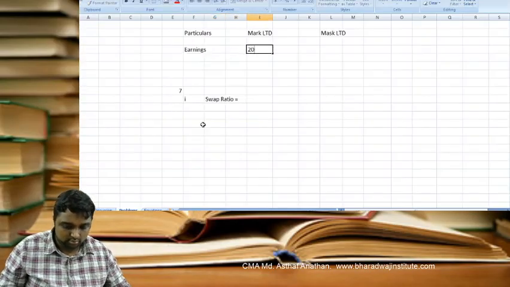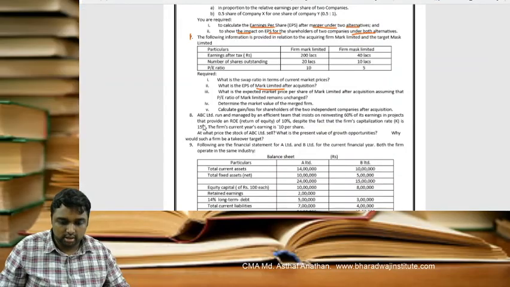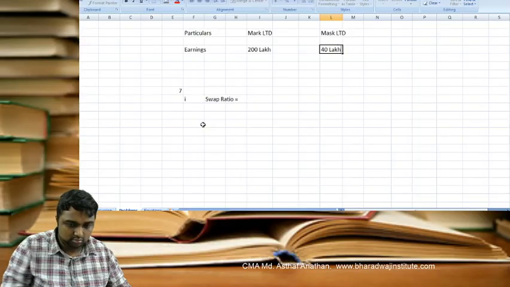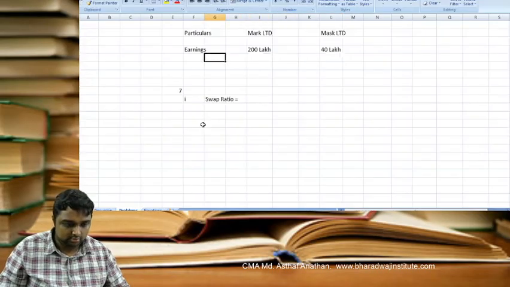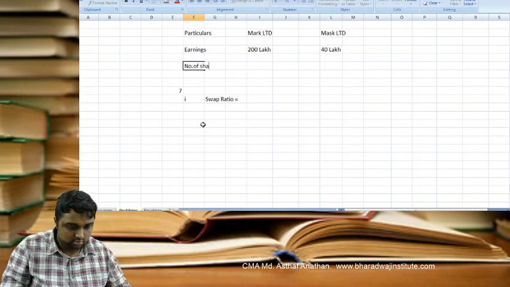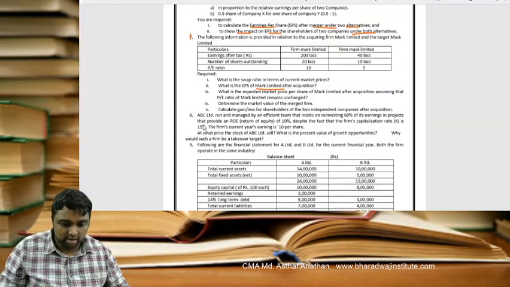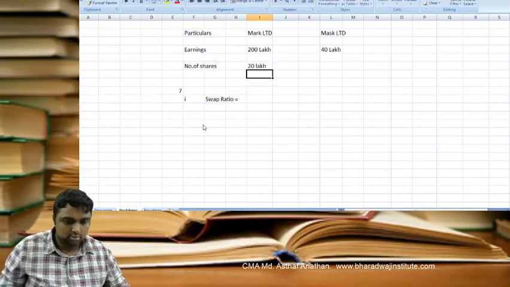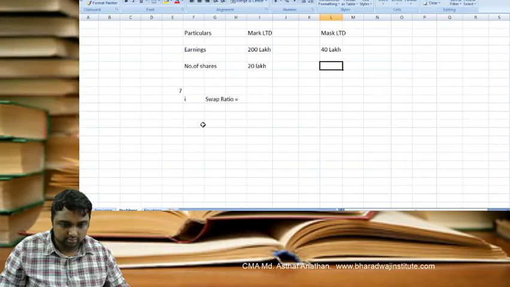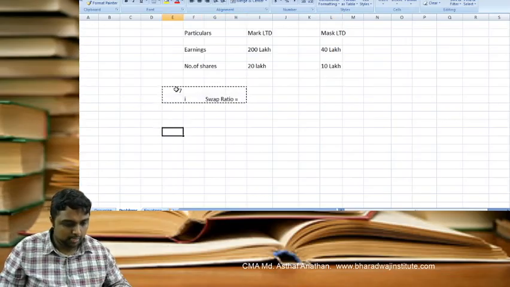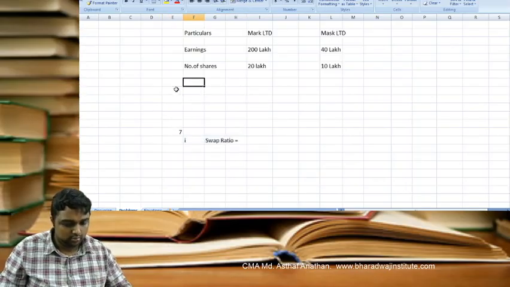Earnings: 200 lakh, 40 lakh. Number of shares: 20 lakh, 10 lakh. EPS: 200 by 20 lakh is 10, 40 lakh by 10 lakh is 4.